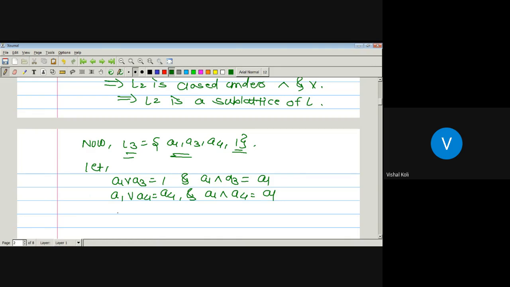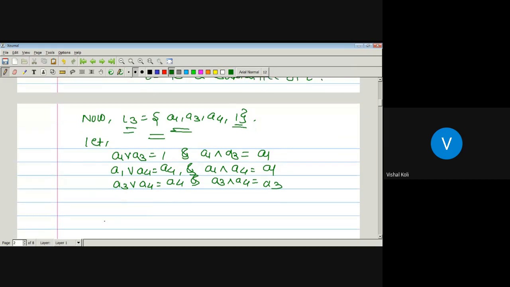Now for A3 and A4. What is A3 join A4? A4. And A3 meet A4, which is A3. Again here 1, A1, A4 and A3 are all members of L3, which implies L3 is closed under join and meet, which implies L3 is a sublattice of lattice L.